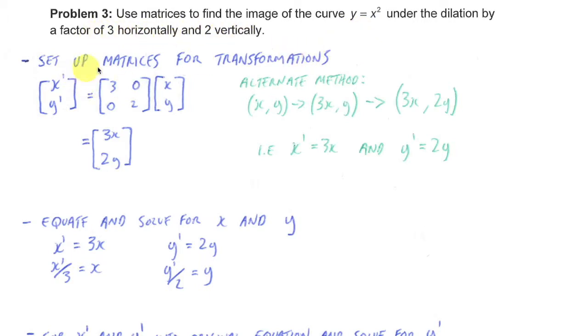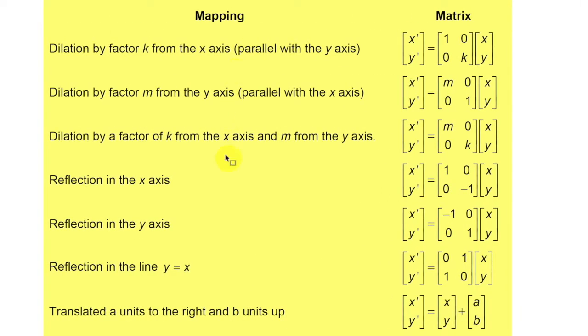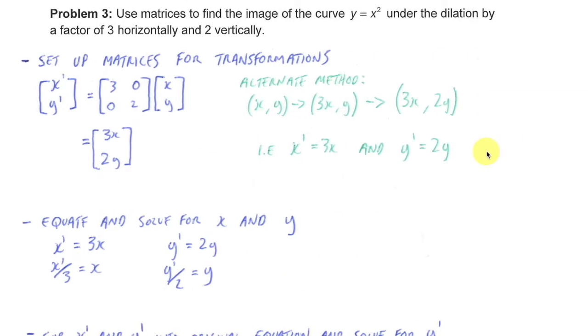So the first job is to set up the matrices for the transformations. Notice that I've got a dilation factor for both horizontally and vertically. So if I go to my yellow box, I'm looking for dilation factors in both, and that's it here. So x prime, y prime will equal m and k, 0, 0 there, that matrix being multiplied by the original. So we're not talking about points, we're talking about rules in this case. So it's a little bit different, but just hang in there.